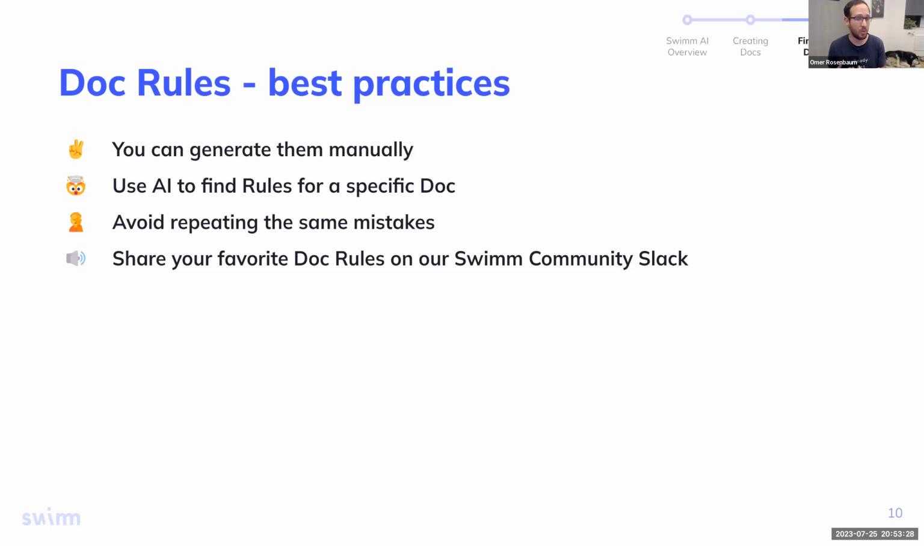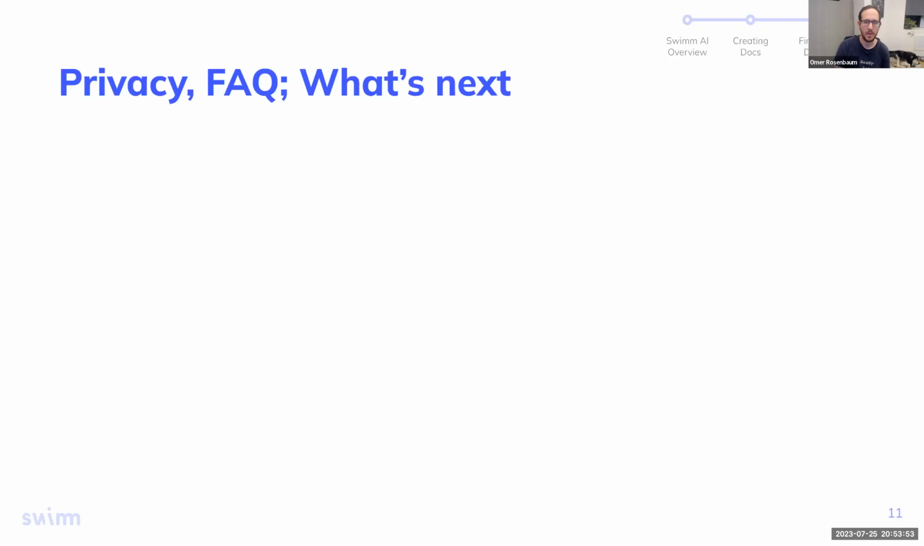When you find a really great doc rule that you love, we encourage you to share your favorite doc rules on our Swimm community Slack. I'll post a link in the last slide here. You can also find it on our website, of course, and check out our documentation site, docs.swimm.io, for various use cases. There are many examples there with rules and what they would look like in the IDE. So this was doc rules, our main feature using generative AI, or even without using generative AI, to help you find documentation when you need it most.